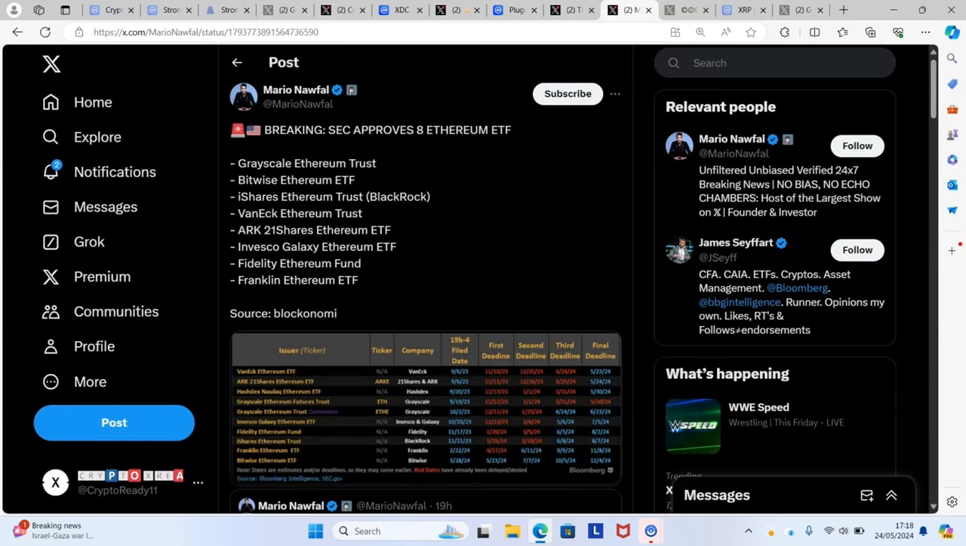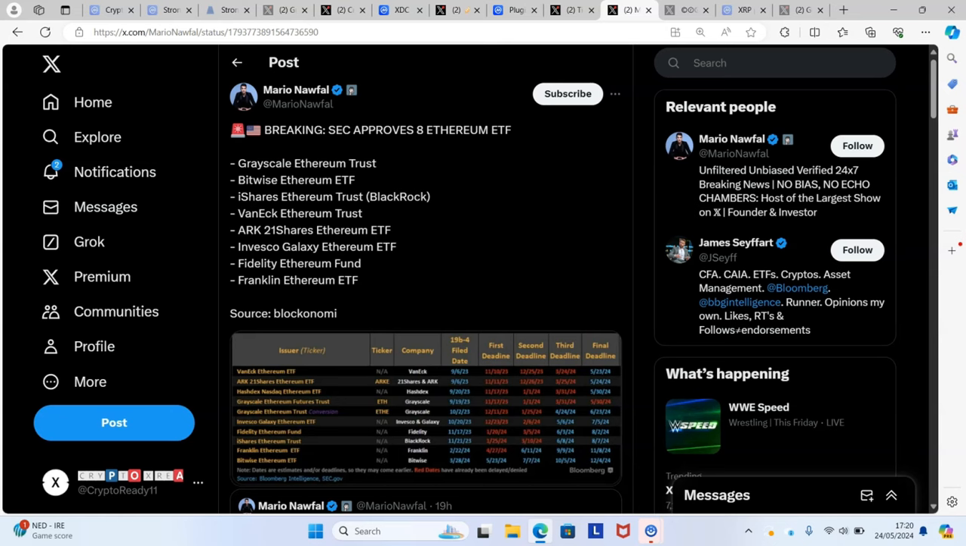Looking at a tweet from Mario. Breaking, SEC approves 8 Ethereum ETFs. Now, I am totally surprised and shocked with this news. I mean, we knew it was coming. But guys, this only tells me one thing. All the big boys are connected. Ripple XRP, XinFin XDC, they all are interconnected. They all know what is happening and they are right now playing their role, because it's only a matter of time when we get an XRP ETF, an XDC ETF.